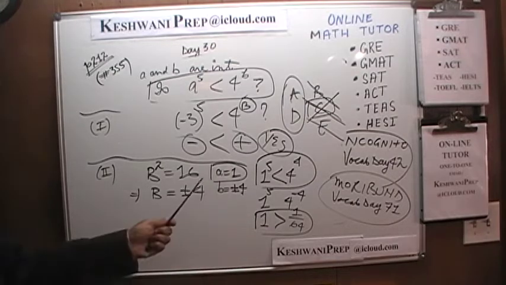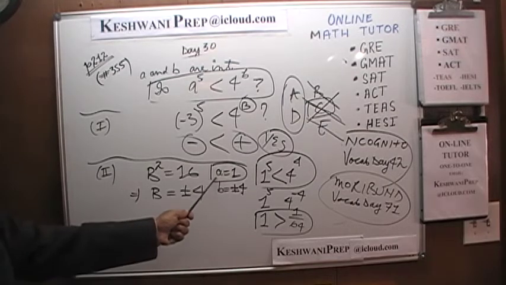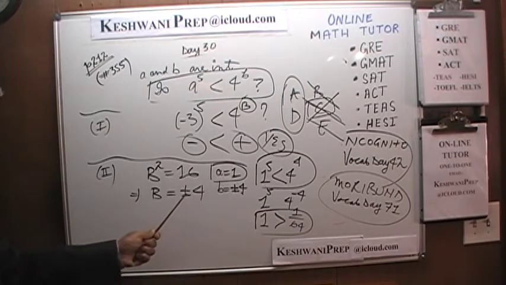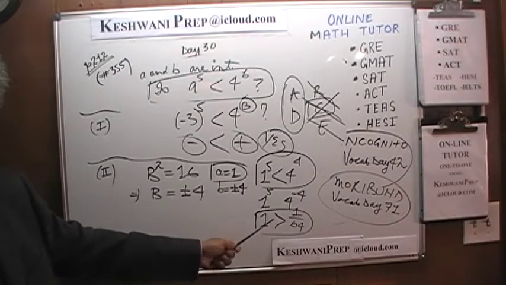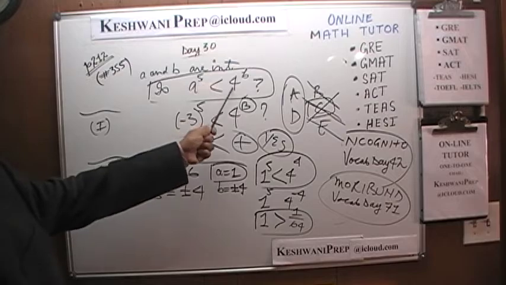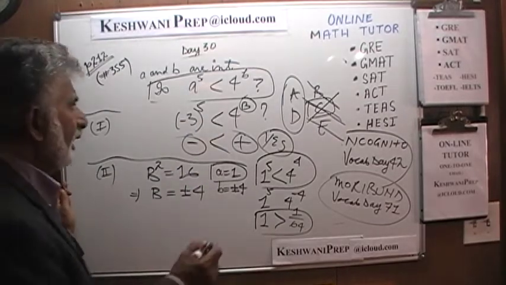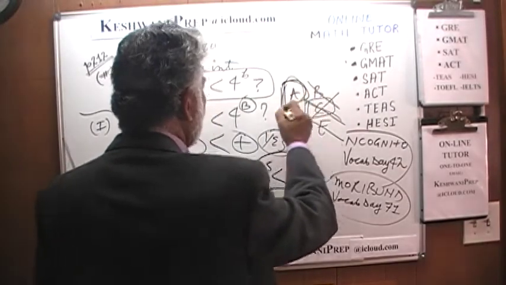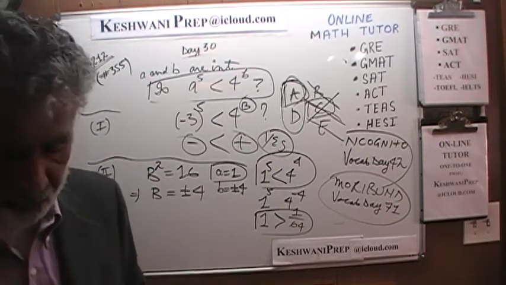We don't even have to worry too much about changing the value of a. We can just fix the value of a, whatever you like. The fact that b can be either positive or negative does not tell us which quantity is bigger. We are unable to tell which quantity is bigger, a to the fifth or 4 to the b. Therefore, the correct answer to this question is A. Only the first statement by itself is enough.